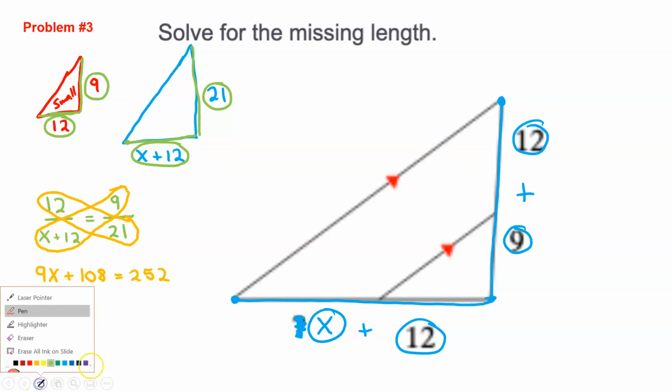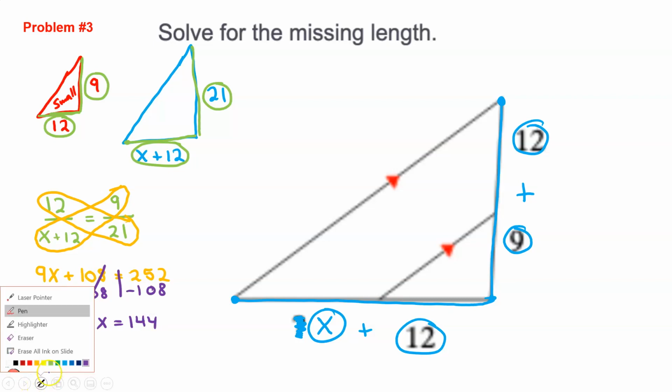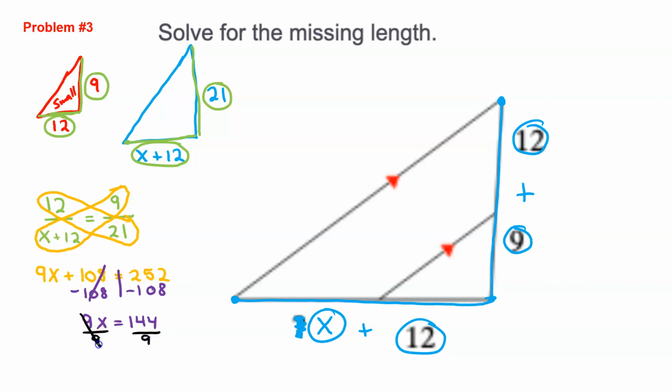Let's go ahead and subtract 108 from both sides. Minus 108, minus 108. I get 9x is equal to 144. All right, now again, the last thing we do here is just simply go ahead and divide. If I divide both sides by 9, 144 divided by 9, x is equal to what? That's going to give me 16, right? And that was the missing side here. The missing side length was 16.